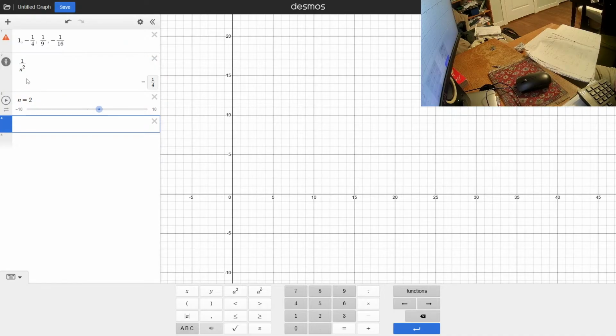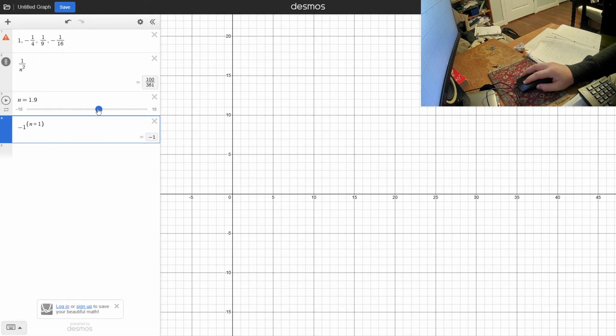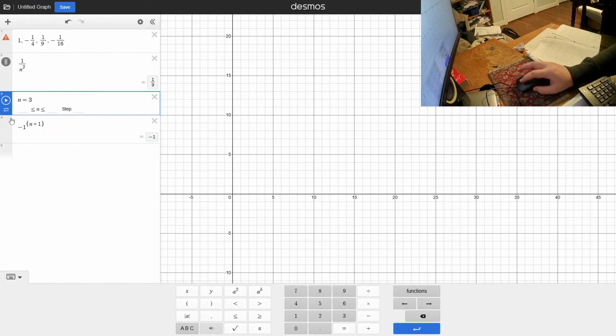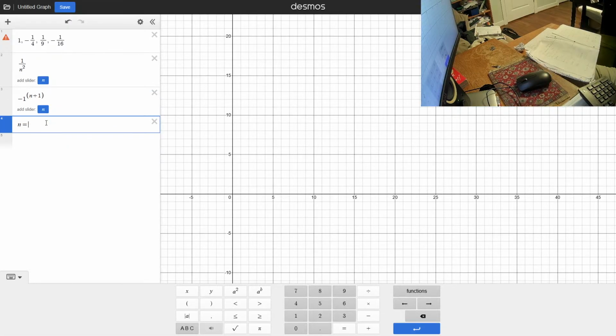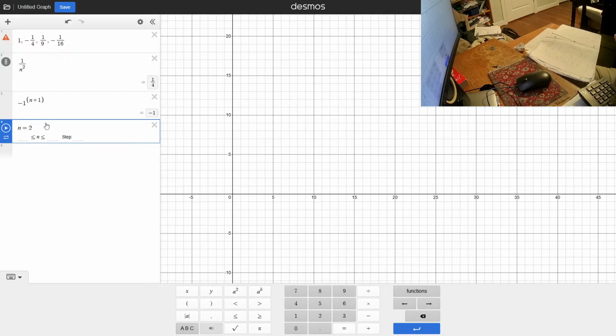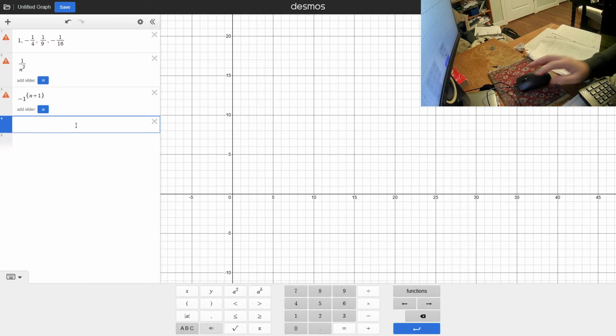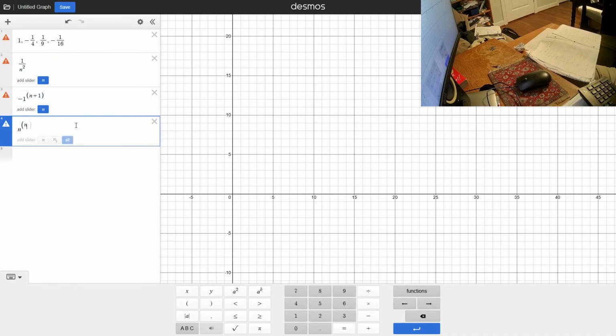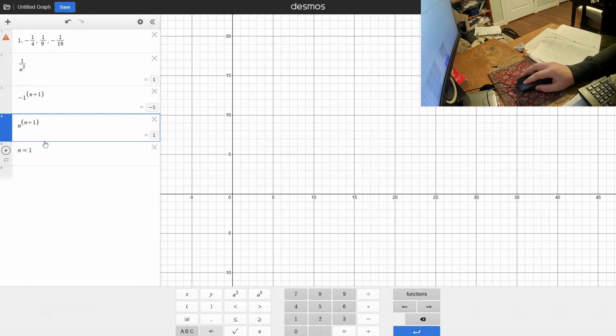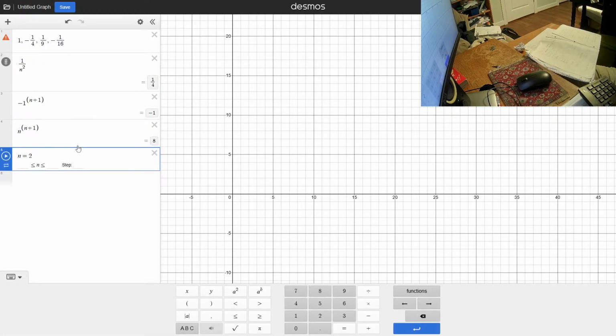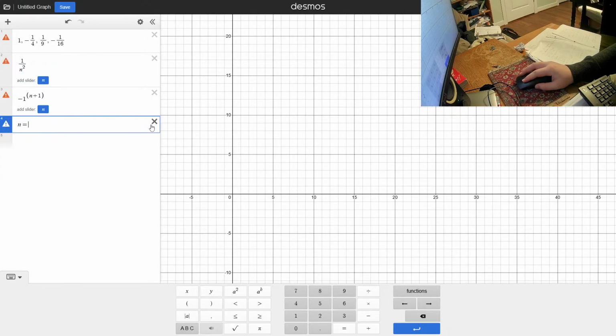Okay, wait. Wait. -1 power. Oh, come on. That doesn't work at all.